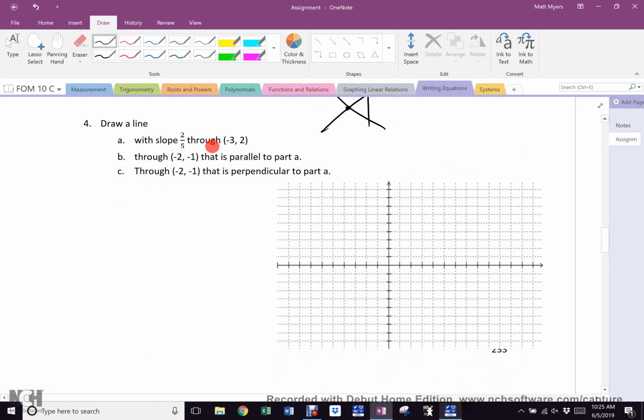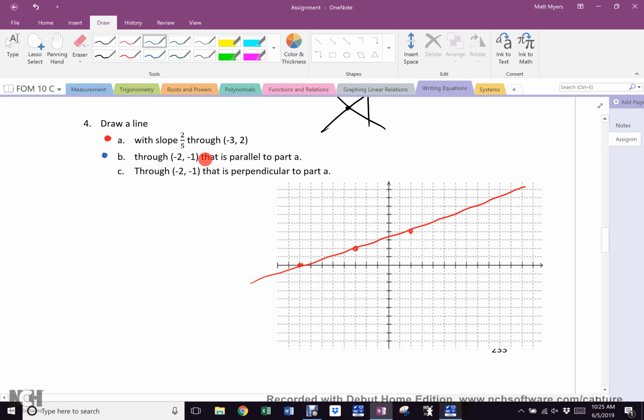All right. How many lines do I have to draw? 3. The first one goes through -3, 2, and then where do I put my second dot? Up 2 and right 5, or down 2 and left 5. I make that line right there. That gets you 1 mark.